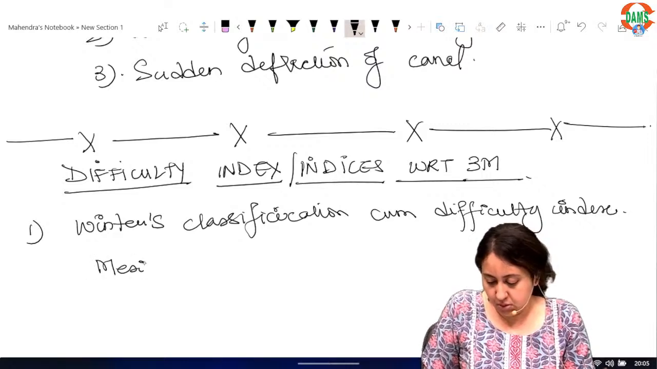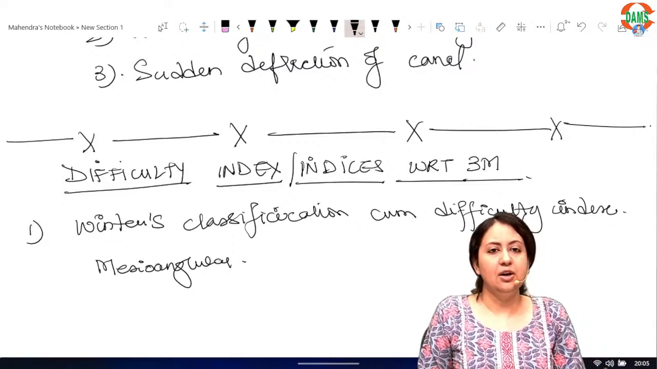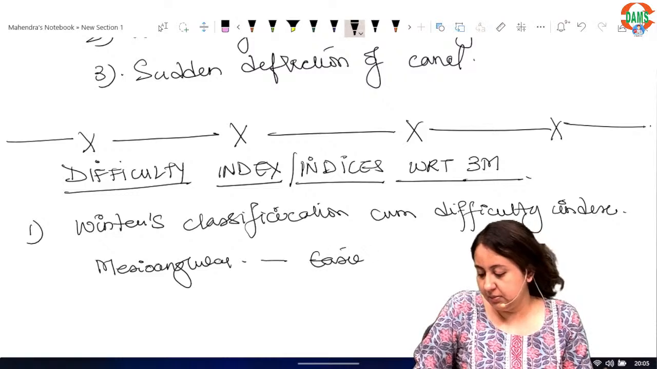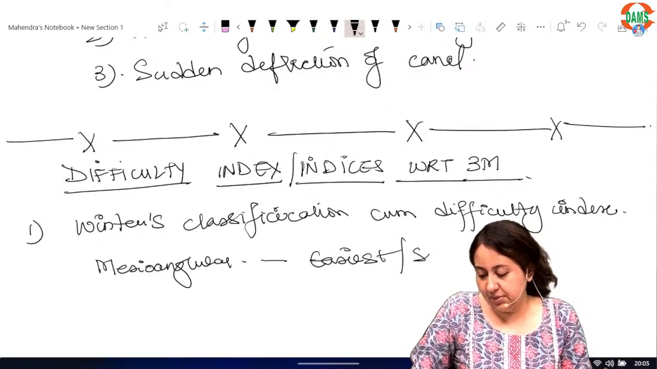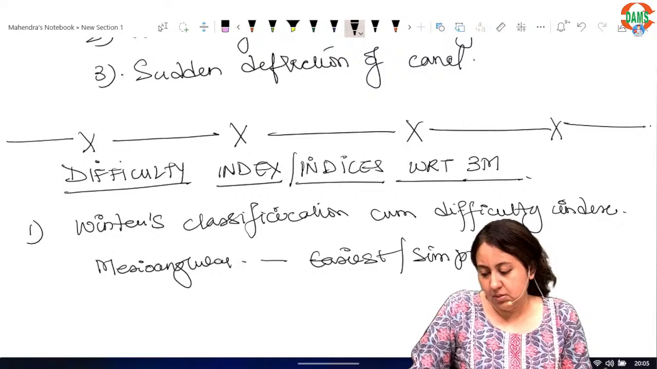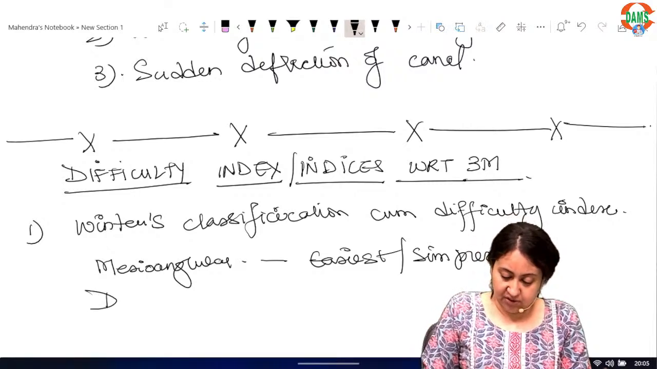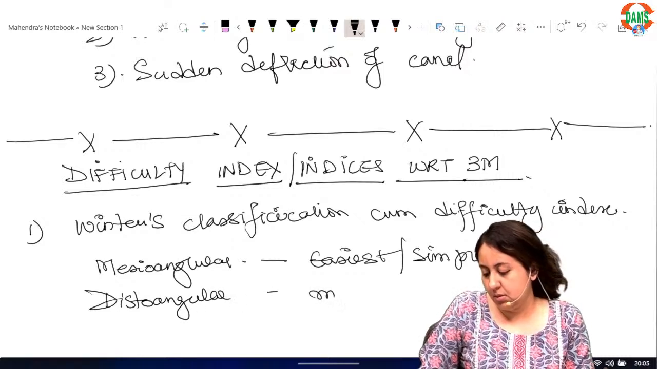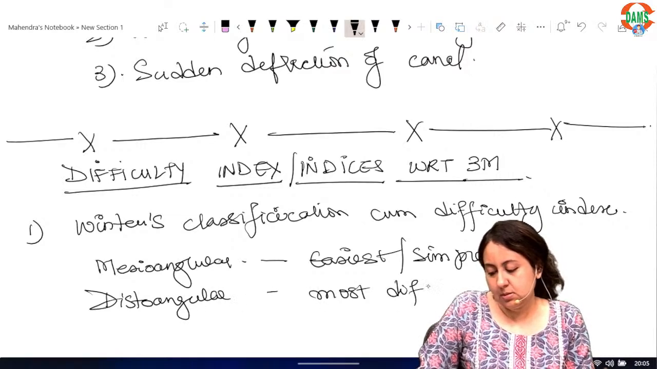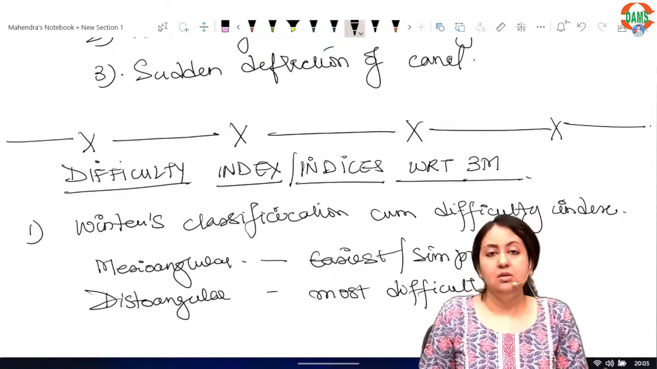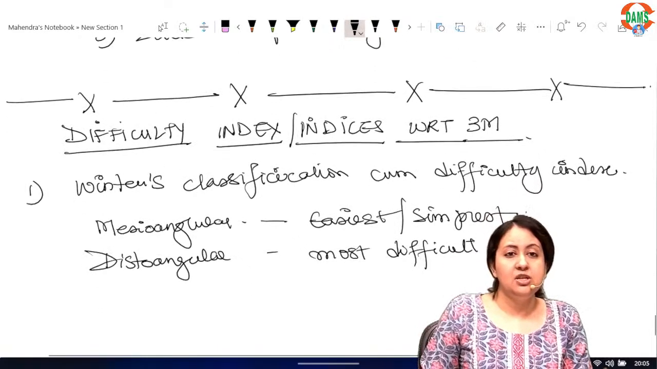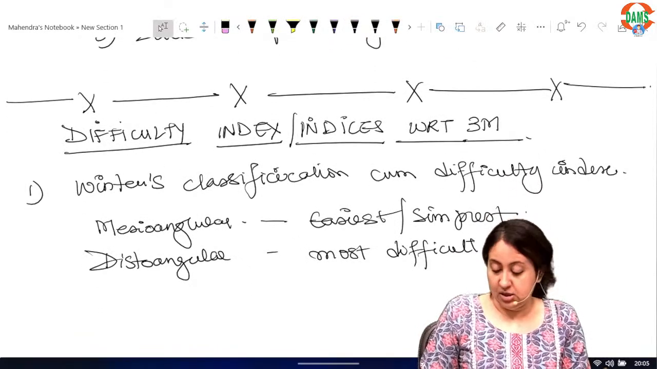I have already told you this in the beginning of the session. Mesioangular is the easiest or simplest, and distoangular is the most difficult.